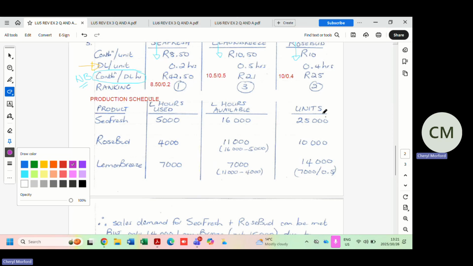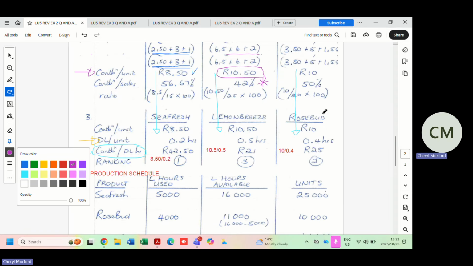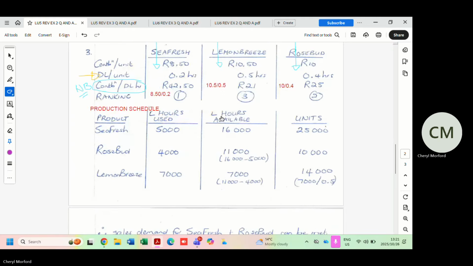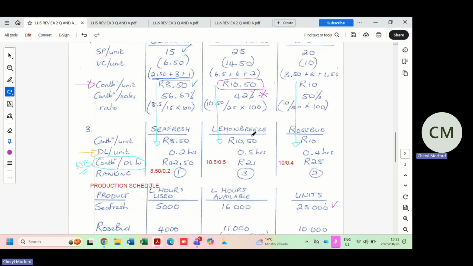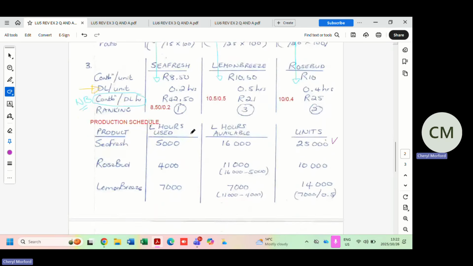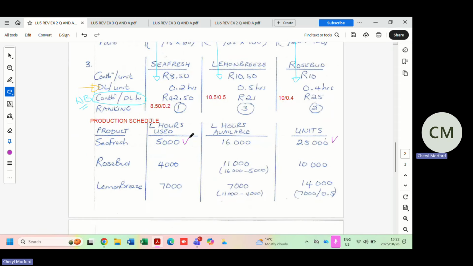And how many units are we going to put in? We need to go back up to the question to look at the demand. So Sea Fresh here, 25,000 units. So we're going to put that number there. How much time is there? 16,000 was the maximum number of hours. If we now produce all of the units of Sea Fresh, we've already done the workings up here, so we don't need to redo it again. We see it would use 5,000 hours. So then we will say here, hours used is 5,000.